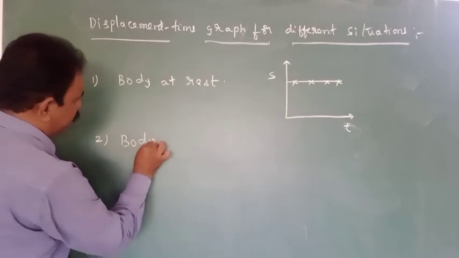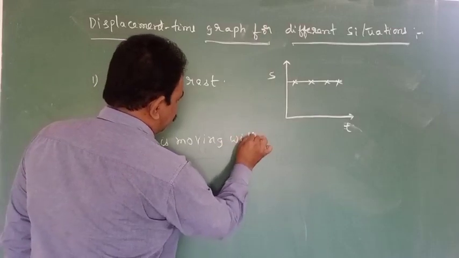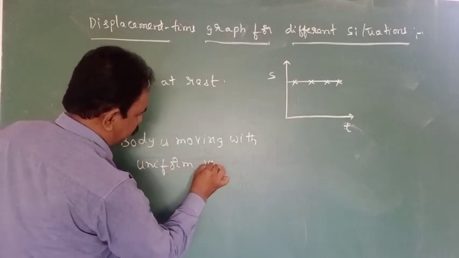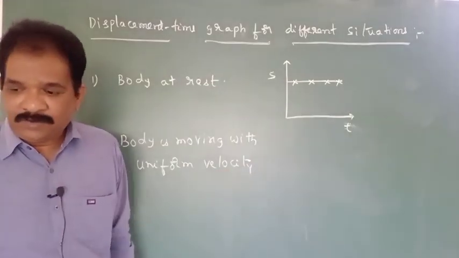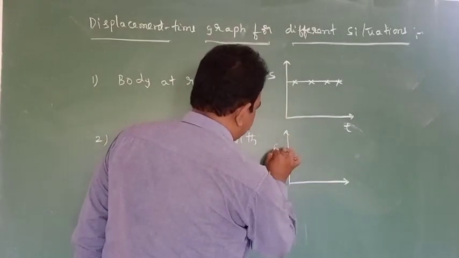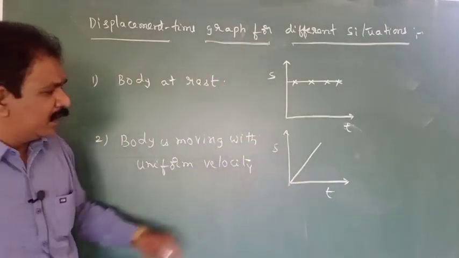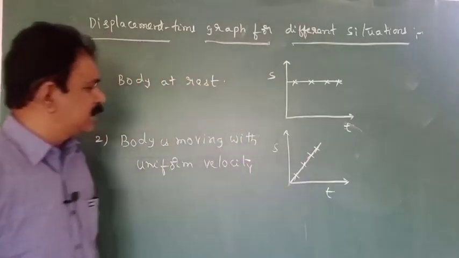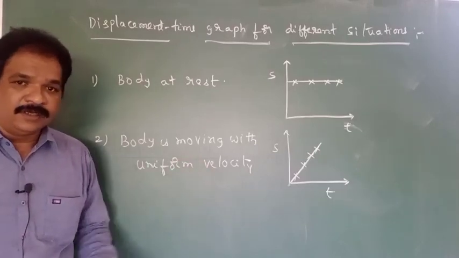Next, body is moving with uniform velocity. The body is moving with uniform velocity. The graph shape will be like this. In this way, if this is the shape of the displacement time graph, we can say the body is moving with uniform velocity. Clear?